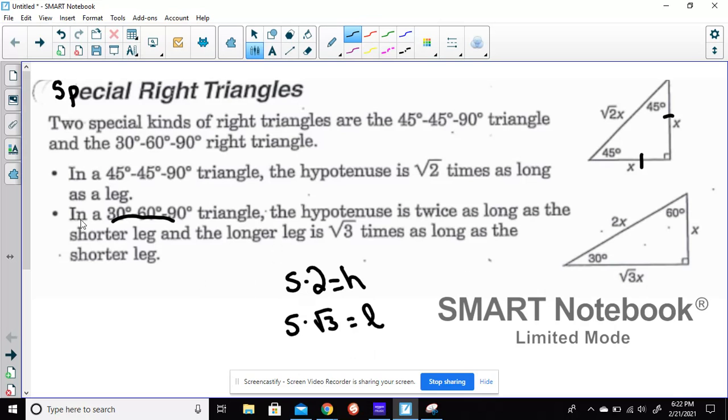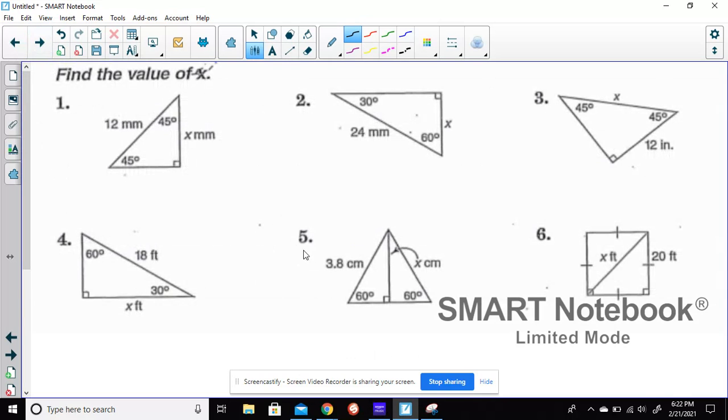And so now that we've had that little review, let's go to another slide, and I'm just going to do a couple problems for you. So this first one here is a 45-45 right. We know the hypotenuse. Well, I know in a 45-45 right that the leg times the square root of 2 equals the hypotenuse. So if I take the hypotenuse and divide it by the square root of 2, I'll get my length. The only thing is we can't leave the square root of 2 in the denominator.